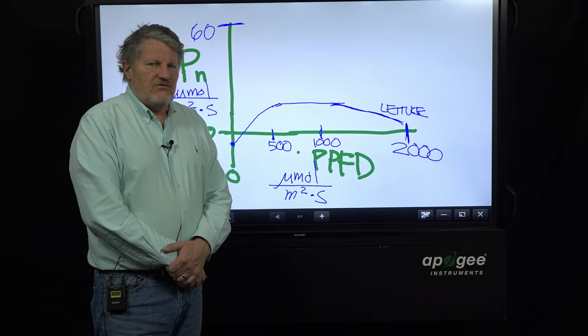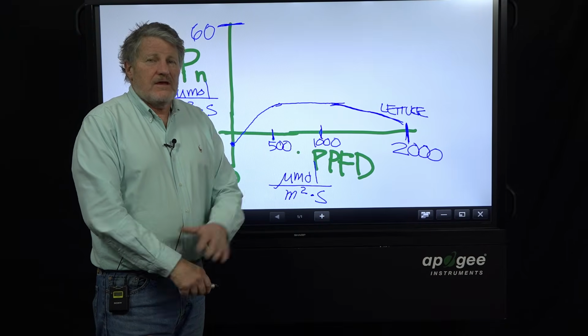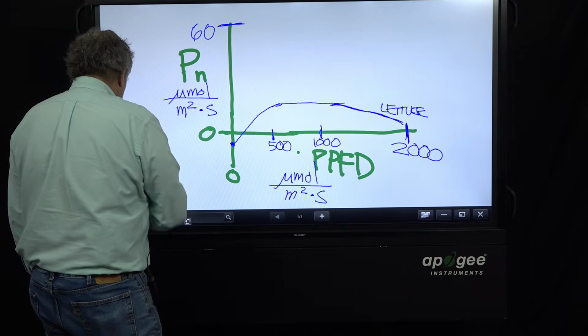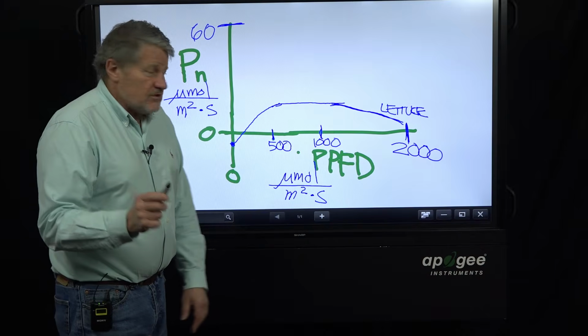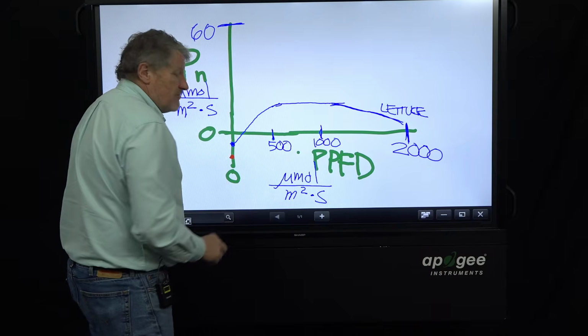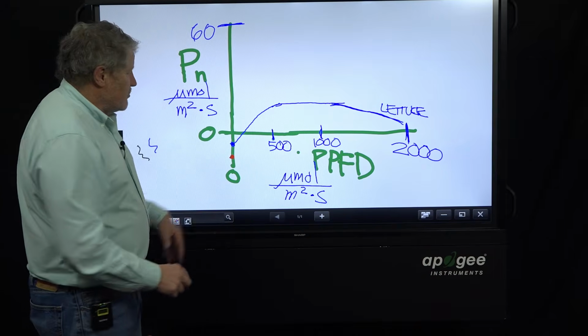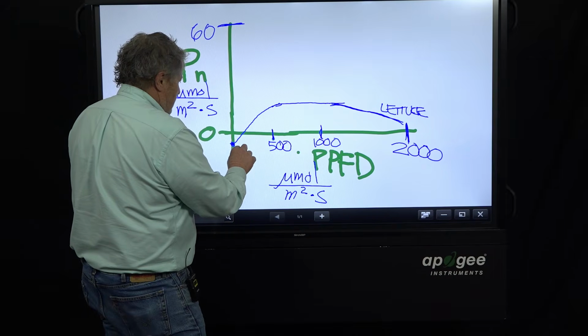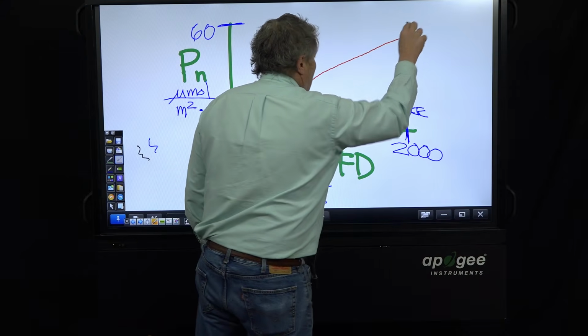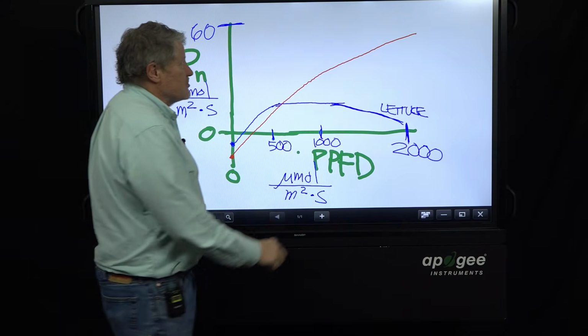Cannabis is life in the fast lane. It takes a lot of light. You can grow lettuce or grow cannabis much faster. We're going to put cannabis in red. First of all, it doesn't really have a low gear. It has a high respiration rate. Cannabis looks something like this. Look at this curve. Wow. This is cannabis.